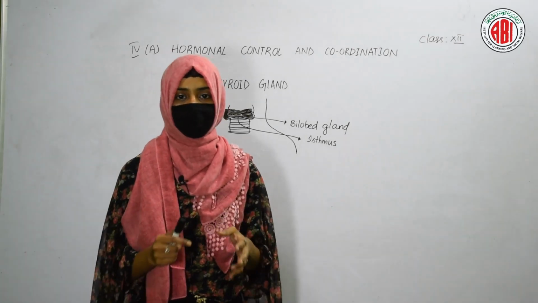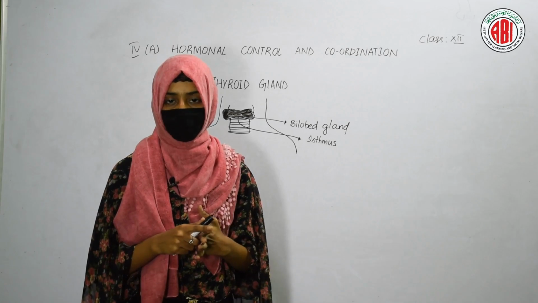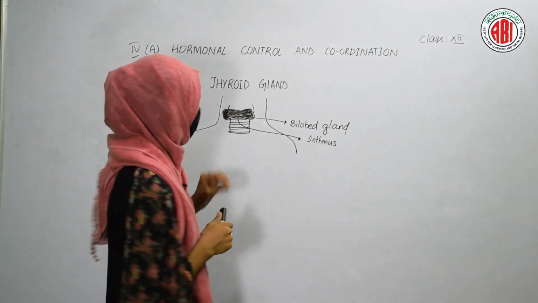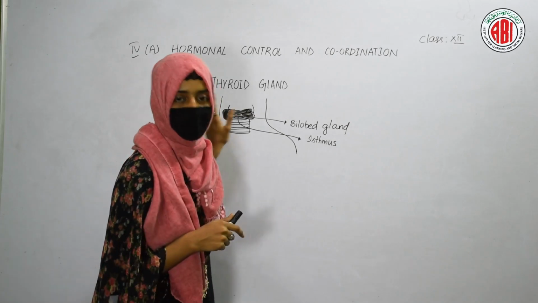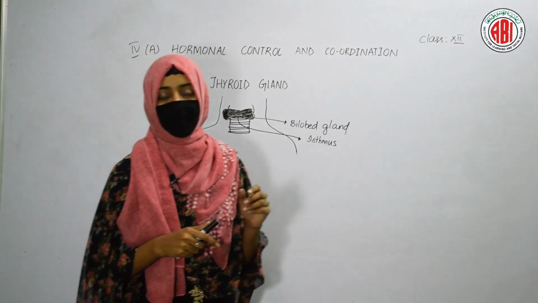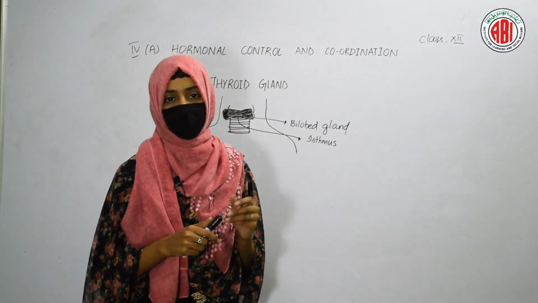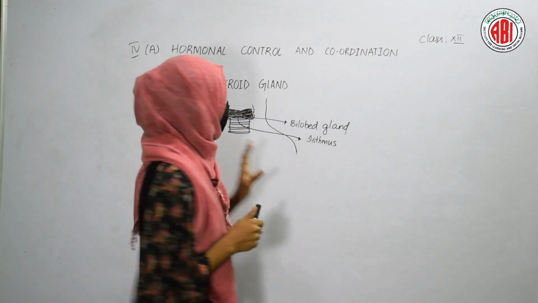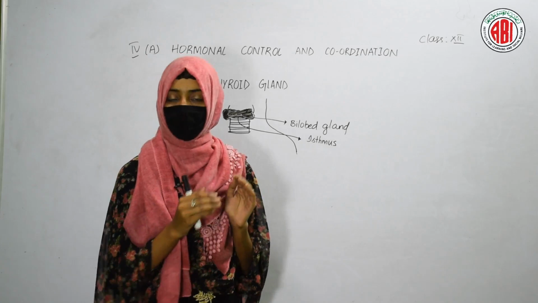So in this class, I am going to explain how the secretion of hormones takes place in this thyroid gland. We will see the different functions of the thyroid hormones, and we will also talk about the different disorders related to this thyroid gland. So firstly, we know that the thyroid gland is located below the larynx.